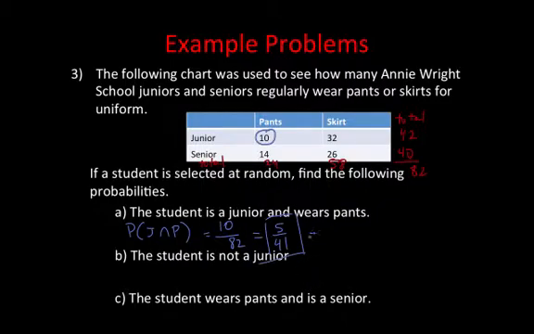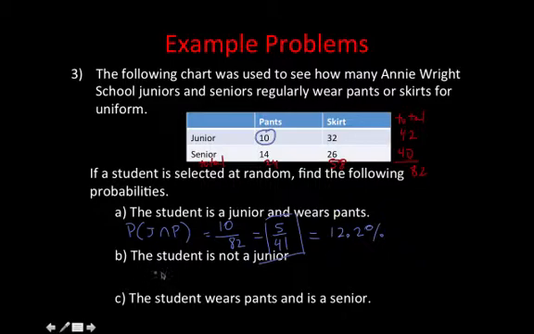And remember, of course, you can always put these into percentages or decimals. So if I put this in percentage, then using 3 significant figures, it would be 12.2%. So I have a 12.2% chance of picking a junior that wears pants.